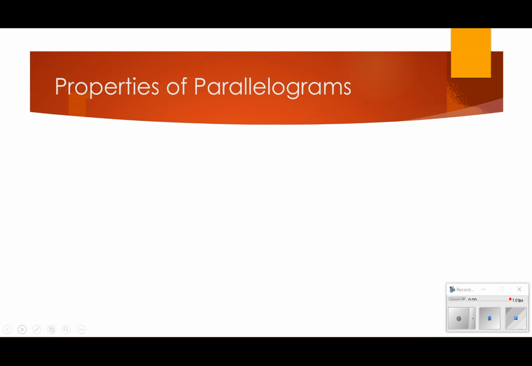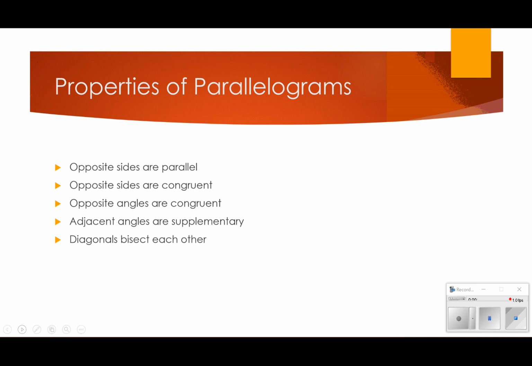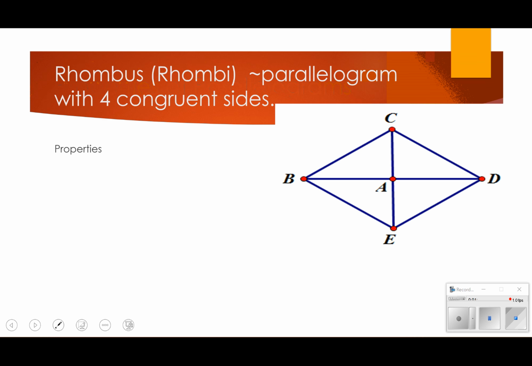So squares, rectangles, and rhombi are parallelograms, so they have all of the same characteristics of a parallelogram. All of those properties that we've learned about parallelograms over the last 2 days, they have. Their opposite sides are parallel. Their opposite sides are also congruent. Their opposite angles are congruent. Their adjacent angles are supplementary, and the diagonals bisect each other. So all of those are going to hold for rectangles, rhombi, and squares.